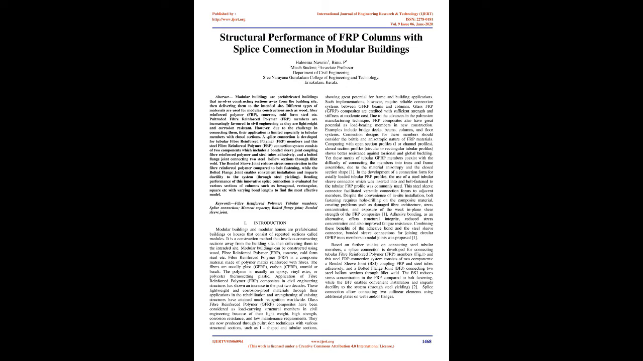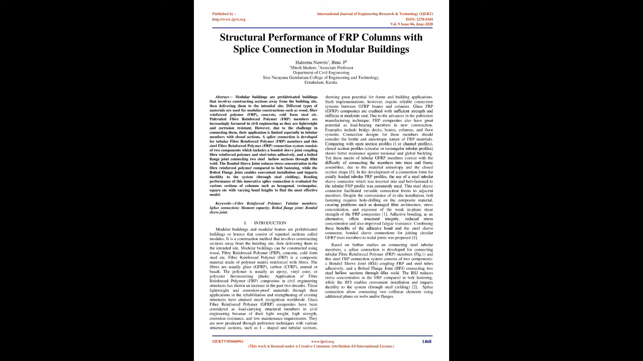connection system consists of two components, which include a bonded sleeve joint coupling fiber reinforced polymer and steel tubes adhesively, and a bolted flange joint connecting two steel hollow sections through fillet weld. The bonded sleeve joint reduces stress concentration in the fiber reinforced polymer compared to bolt fastening, while the bolted flange joint enables convenient installation and imparts ductility to the system, through steel yielding.